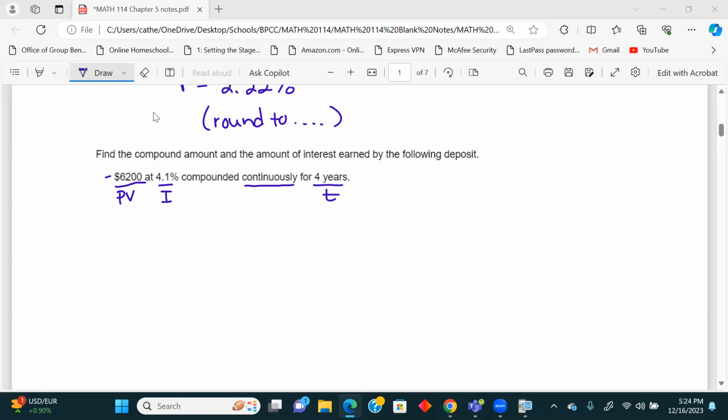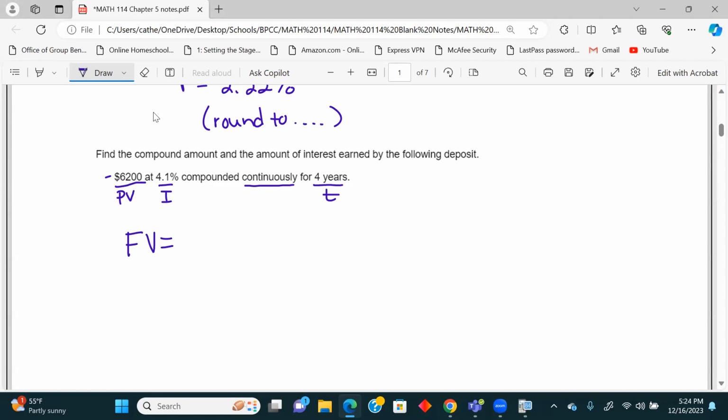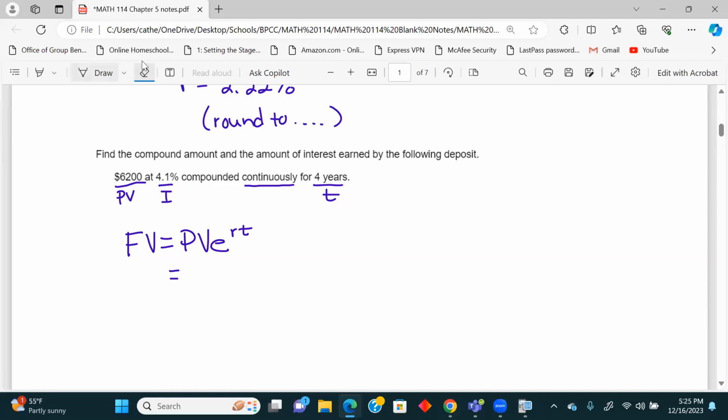With this continuously, we're going to have to use a different formula. So here's a good place to make a note. So future value is going to be present value, E, and the exponent is the R and the T. So compound tells me I should use the finance solver, but the problem is it's continuously. It's not monthly, yearly, quarterly. So we need to find the future value, the present value, and since we're putting it in this formula, we don't have to make it negative.